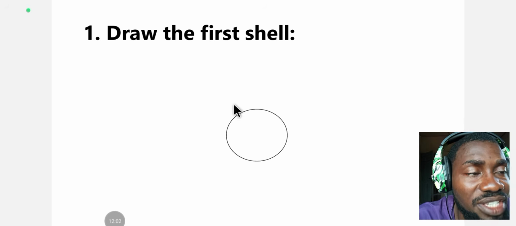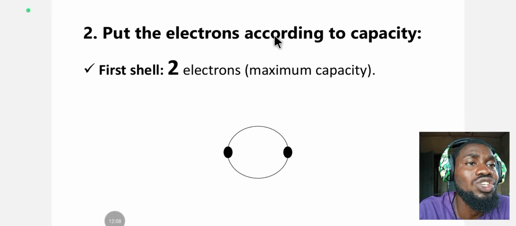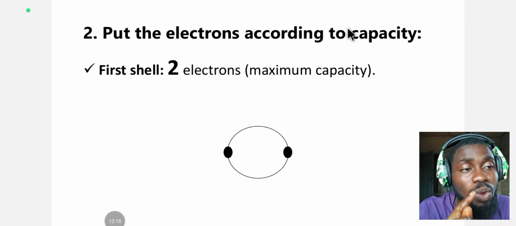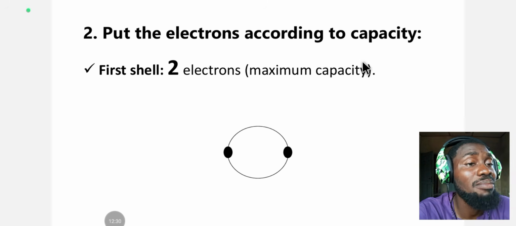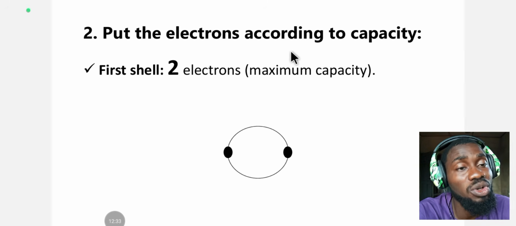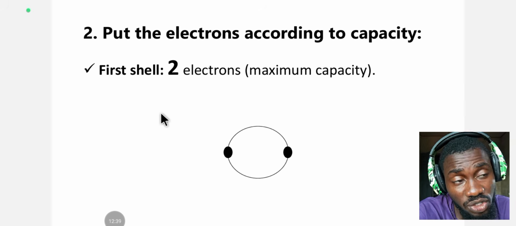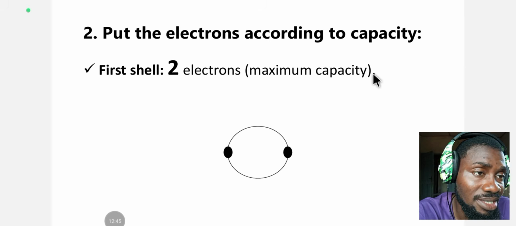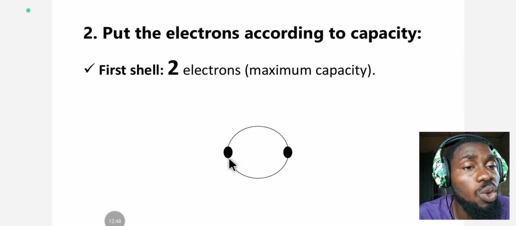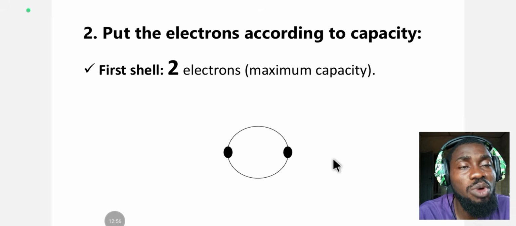After drawing the first circle, what do you do next? The second step is to put the electrons according to the capacity. That was why we treated the capacity first, indicating each of the 4 shells and the maximum electrons that each of them can accommodate. So this is the first shell. How many electrons can the first shell accommodate? We just treated that: 2 electrons, maximum capacity. So we put the 2 electrons in the first shell that we just drew. And moving on to the third step.